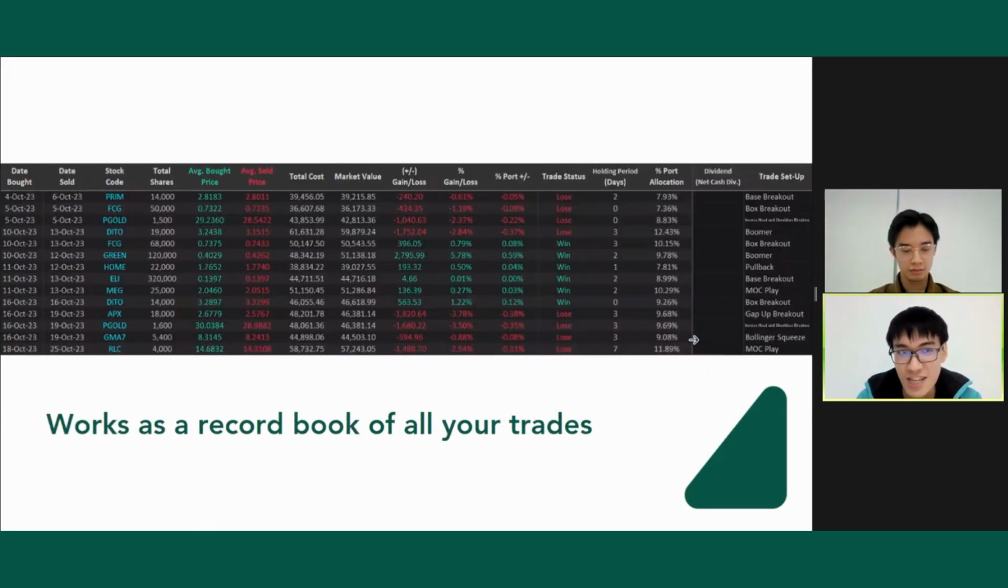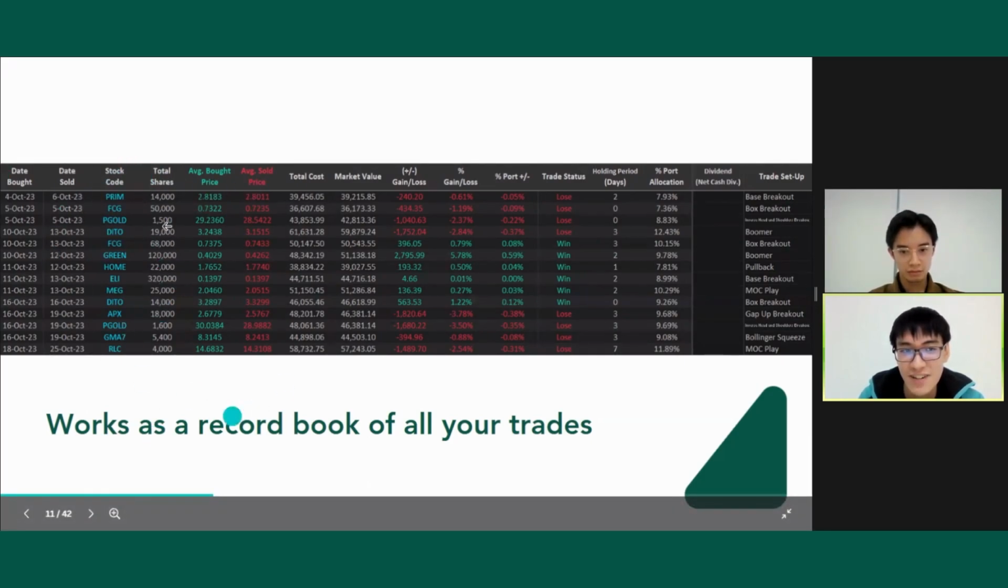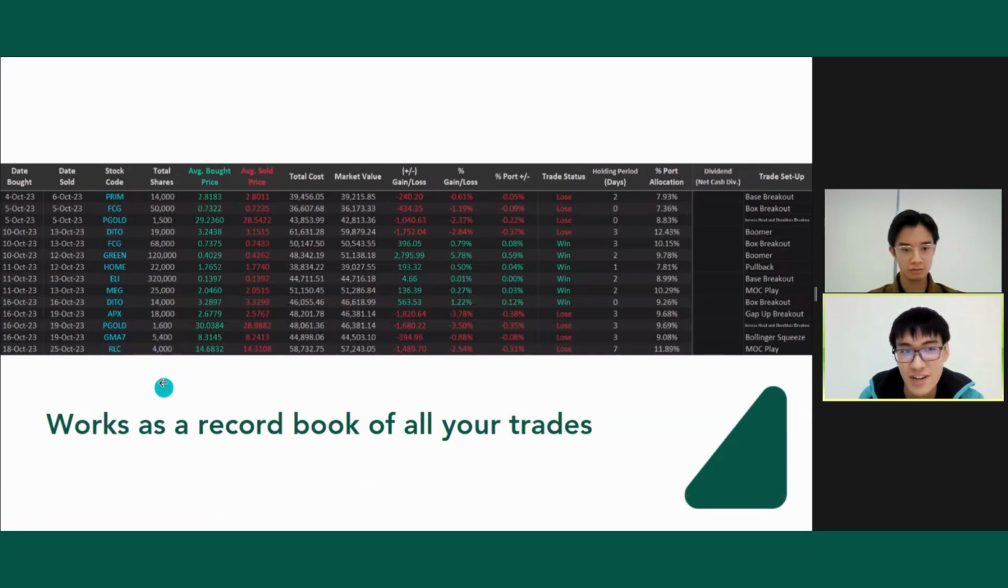So essentially, a trading journal works as a record book of all your trades. So there, parang log sheet siya, diba? So all your trades, it's all on an Excel file, diba? So you can see it all there, right? So very clear, easy to visualize.